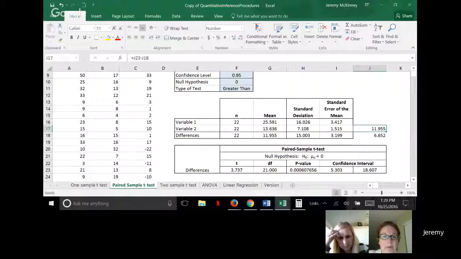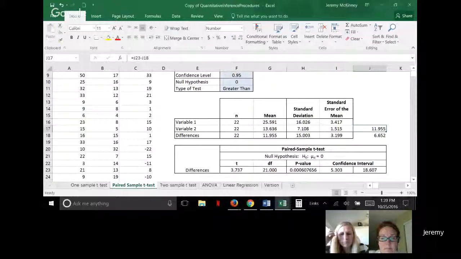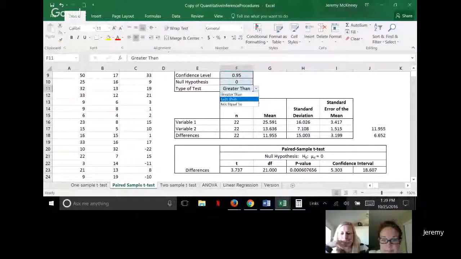So which test are you guys using? The greater than or not equal to? Oh, I guess that doesn't matter, does it? No, it only changes the p-value, right? Right. Yeah, it doesn't change.